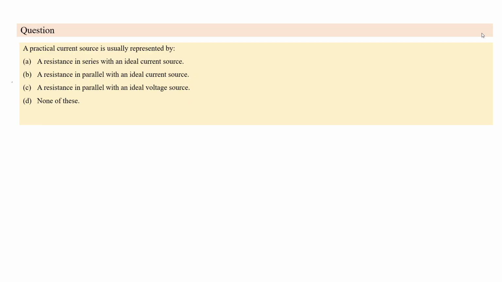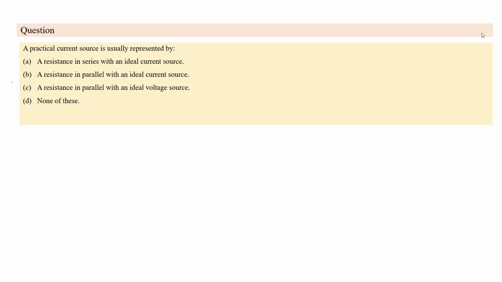Okay, let me explain this question. If you see practical current sources, they have the resistances in parallel. The ideal voltage source has a voltage source in series. So practical current sources have the resistance in parallel, correct, and practical voltage sources have the resistance in series.